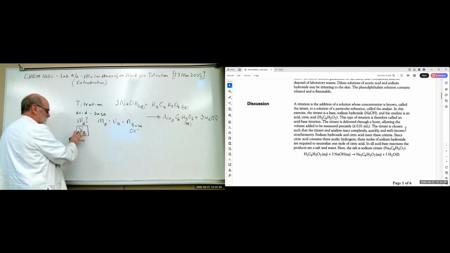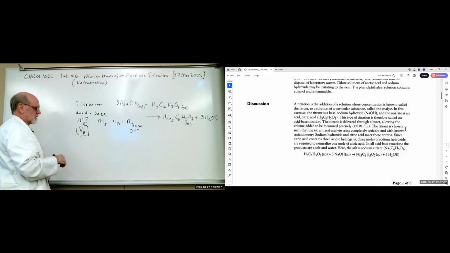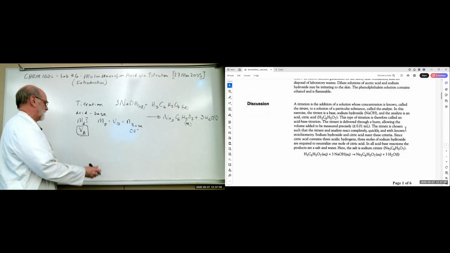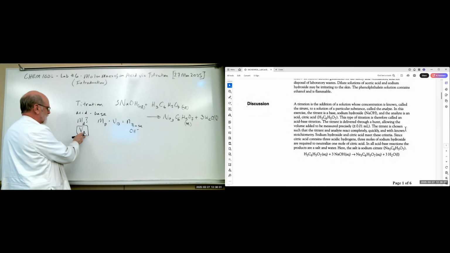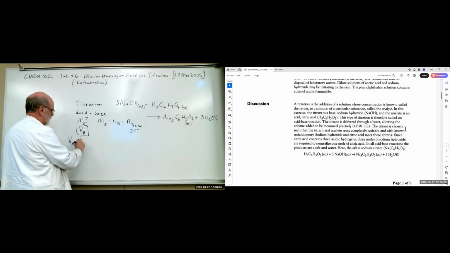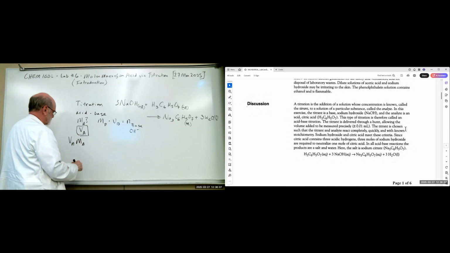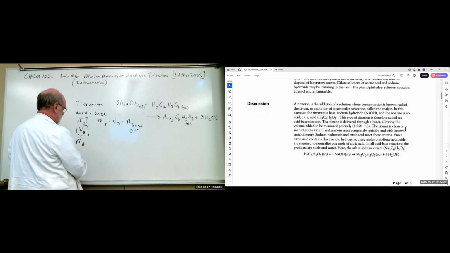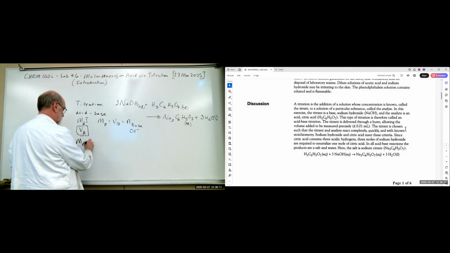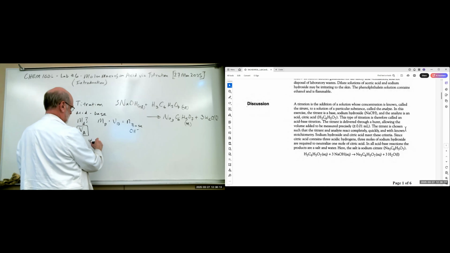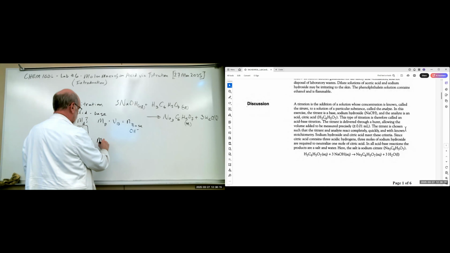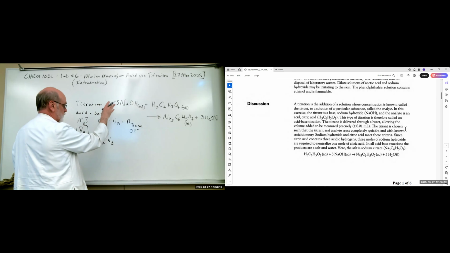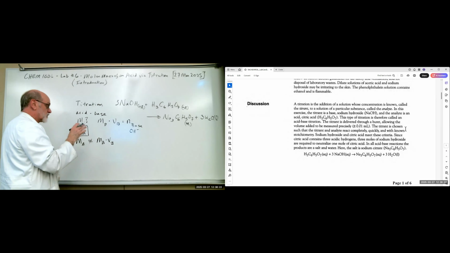So we can measure out a certain volume here, and whatever that is, this volume times the molarity of your acid is not equal to, unfortunately, the molarity of the base times the volume of the base, because of that 1 to 3 ratio. Okay, so here's what you do.